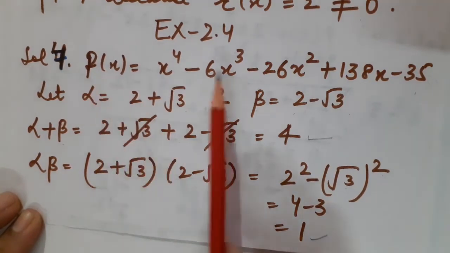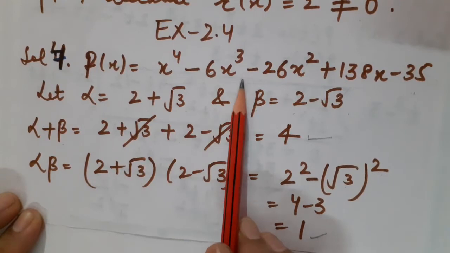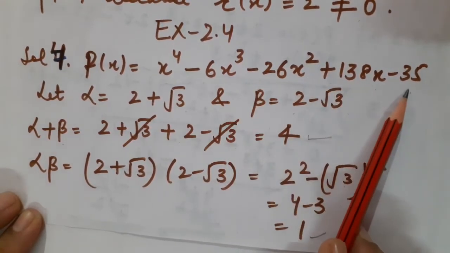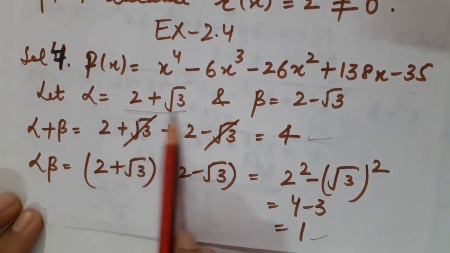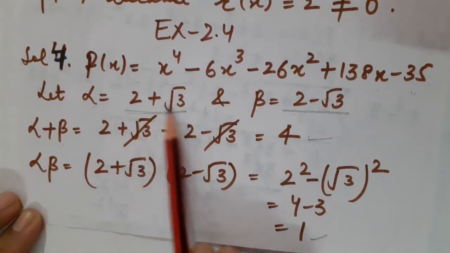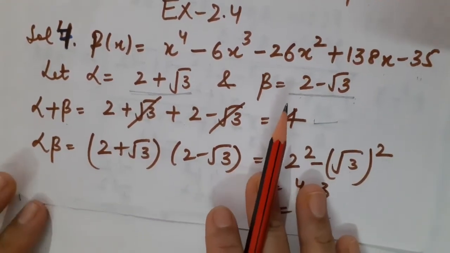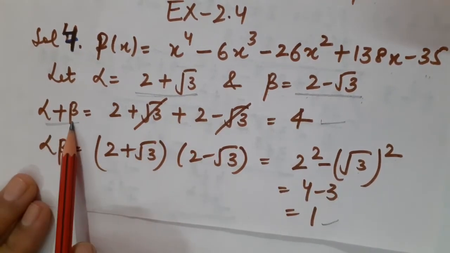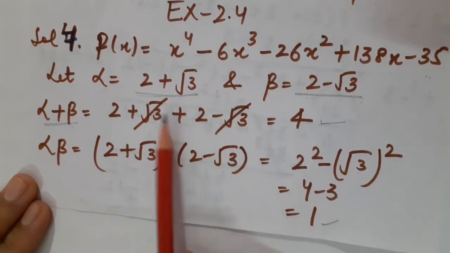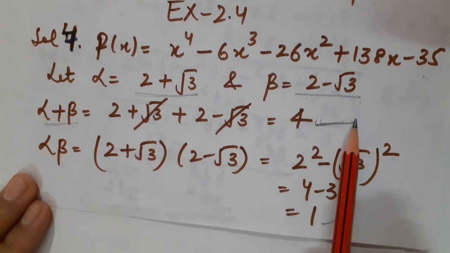So this is p(x) given, which is a biquadratic polynomial: x raised to the power 4 minus 6x cube minus 26x square plus 138x minus 35. You have been given 2 zeros: let the first be alpha, 2 plus root 3, and the other be beta, 2 minus root 3. So what is to be done? First of all, I am finding the sum of the zeros: 2 plus root 3 plus 2 minus root 3. Root 3 and root 3 are going to be cancelled because they have different signs. So I have got the sum as 4.